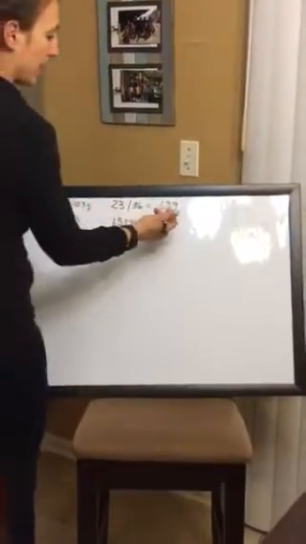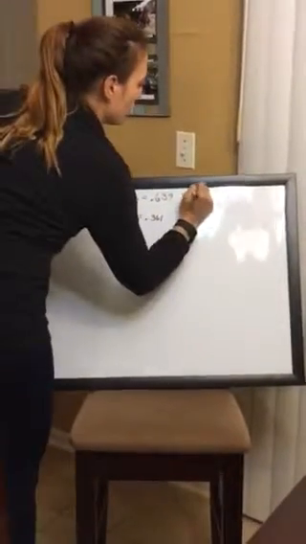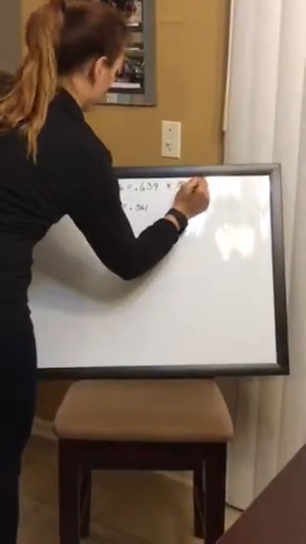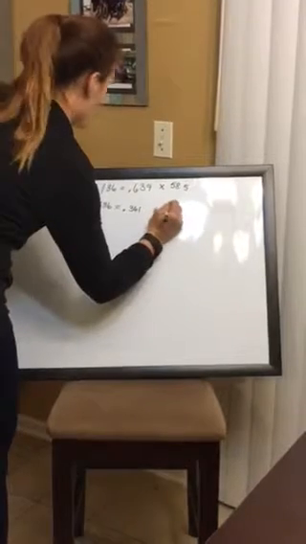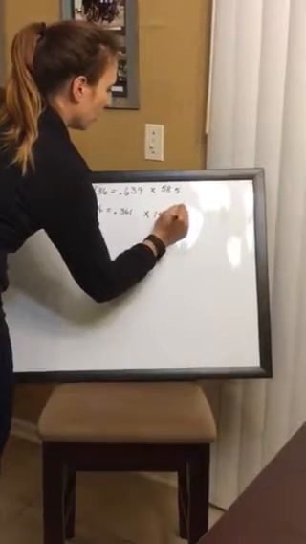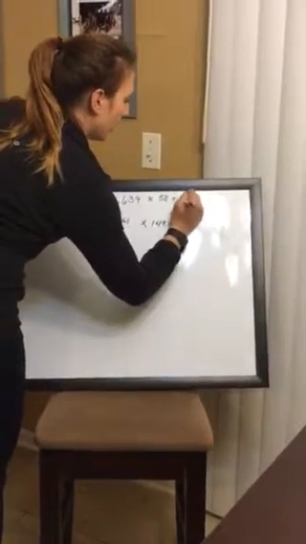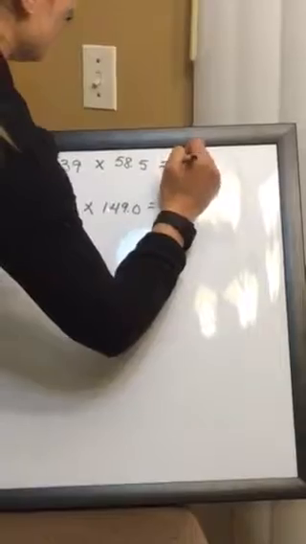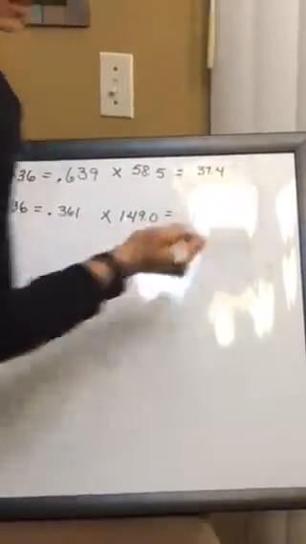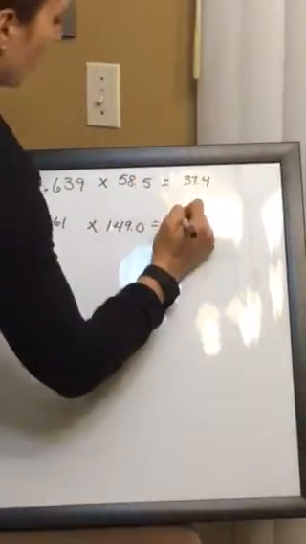Then I want to take that number and multiply it by the mass of each. So I've got the 58.5 and the 149.0. And when I multiply this out, I get 37.4. And I get 53.8.